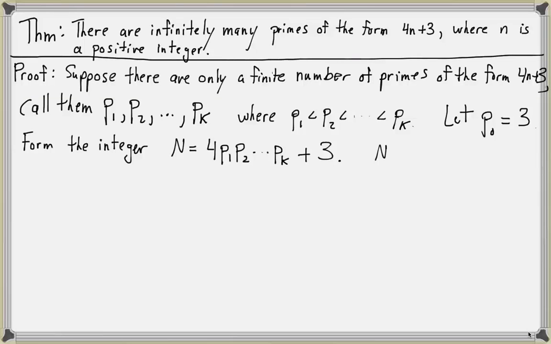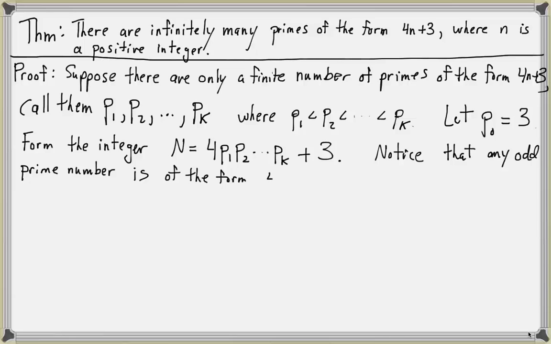First, notice that any odd prime number has to be of the form 4n plus 1 or 4n plus 3. It's not just true for odd prime numbers, but any odd number can be written as either 1 or 3 more than a multiple of 4. But look at our integer N. Capital N is of the form 4n plus 3.